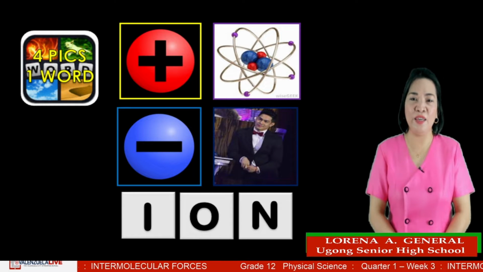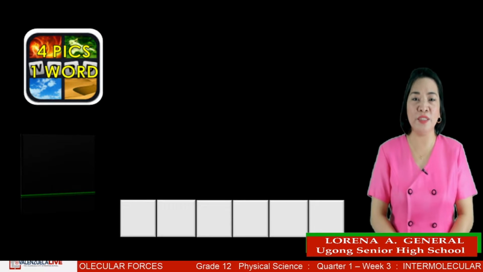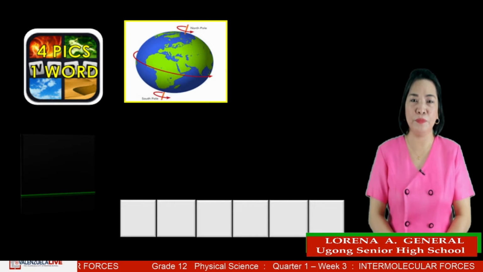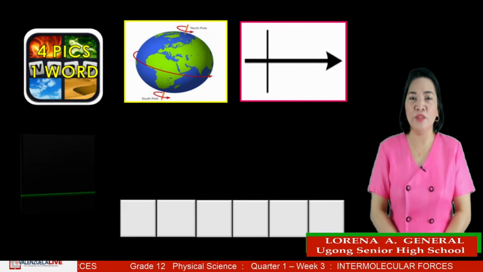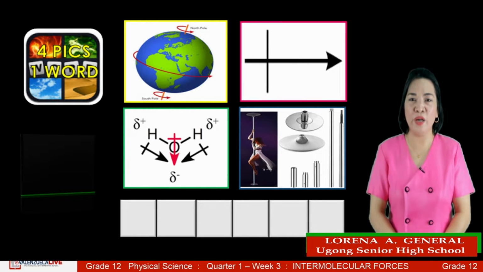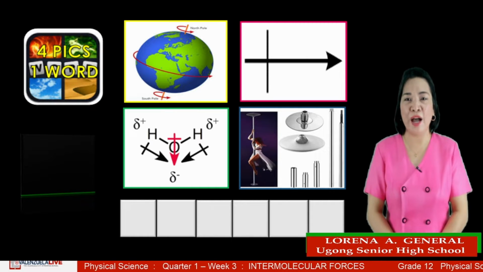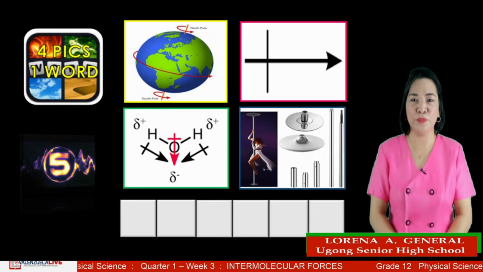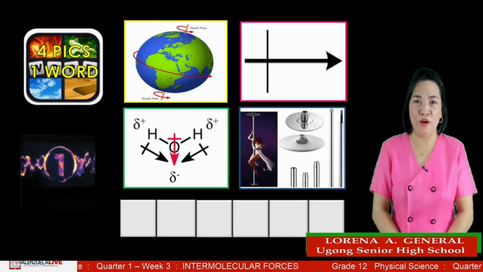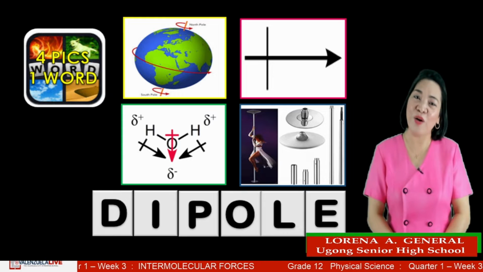Let's see the third word, it is composed of 6 letters. So let us see the first clue picture. The second one, the third one, and the last clue picture. Again, keyboard warriors, you have 5 seconds to answer. Timer starts now. 5, 4, 3, 2, 1. Time's up. If you answered dipole, you got it right.